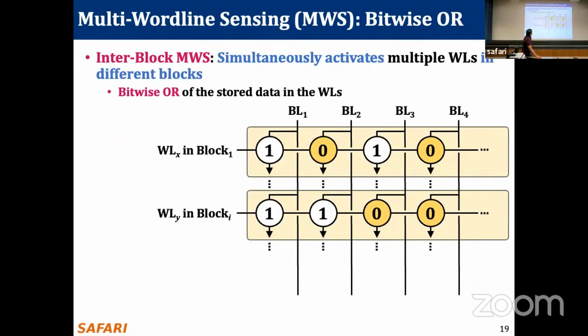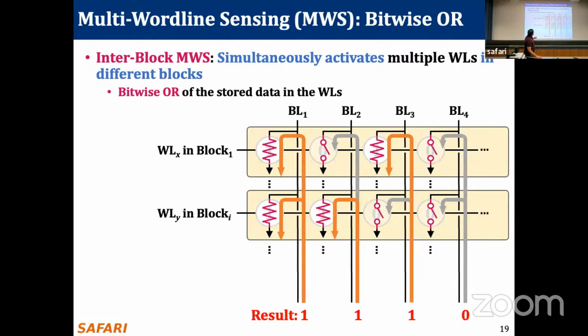There is another MWS operation called inter-block MWS, which performs simultaneous activation of multiple word lines across different blocks. This performs a bitwise OR operation of the stored data in word lines across different blocks. So when we simultaneously activate 2 word lines from different blocks, if the cell acts as a resistor in even one of the blocks, the result would be sensed as a 1, because the sensing circuit will sense the bit line current flowing through the NAND string, since the strings are connected in parallel.